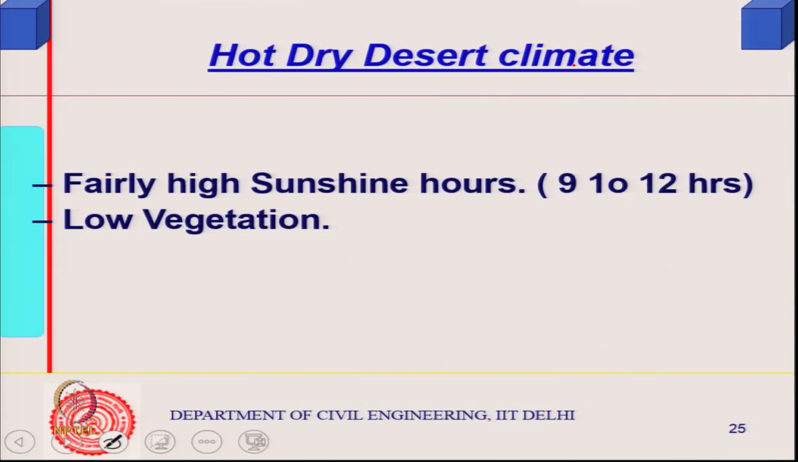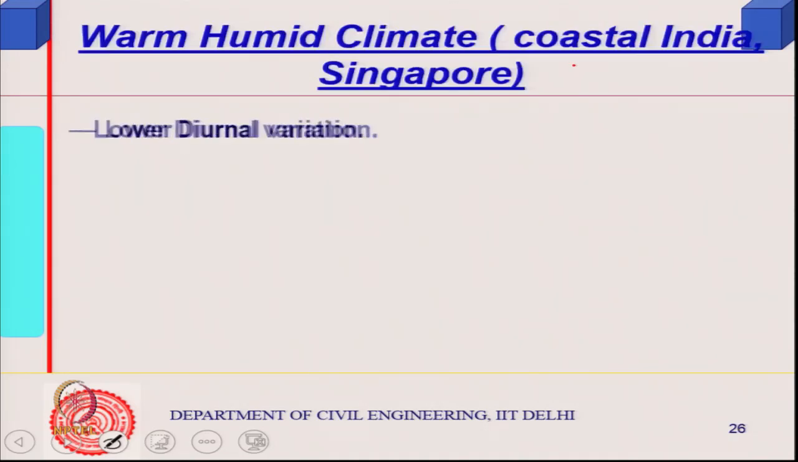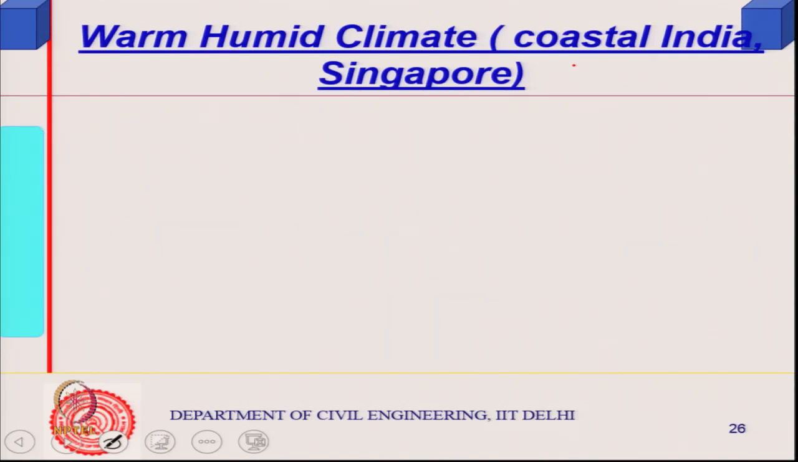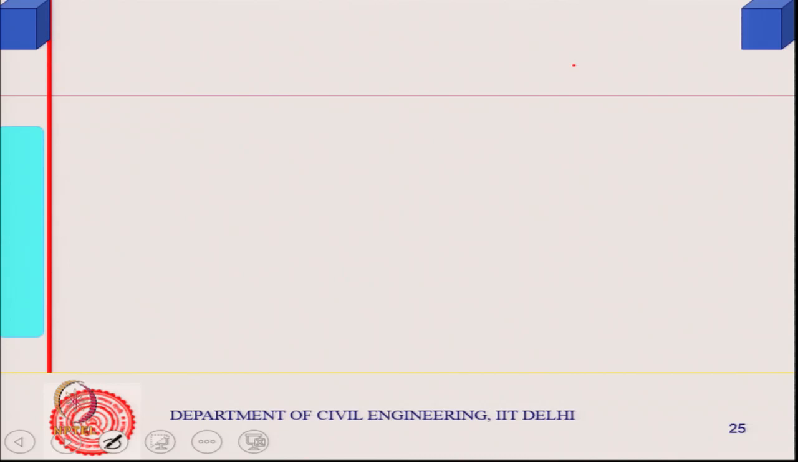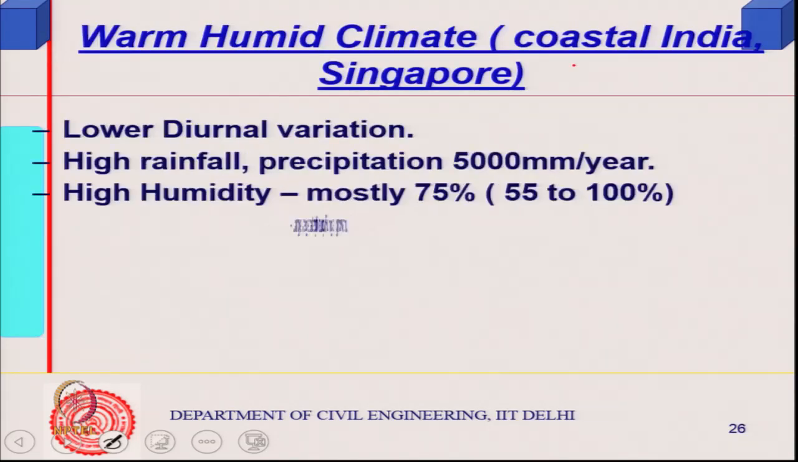The reason why the written ones are coming right now, I did not discuss the composite climate as yet. So, usually clear sky, brightness of the sky is very high and near horizon is very bright. Warm humid climate, what we have seen, lower diurnal variation, daily variation is less, 5 to 7 degrees, that is what is said in Mumbai. Coastal India, Singapore, these are examples, and examples of hot dry desert climate, examples are not given, but Bikaner is one of them I gave.